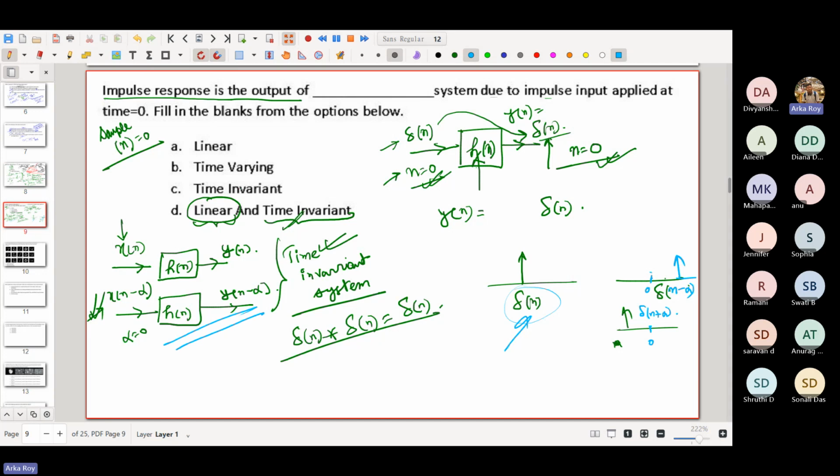So therefore you can consider that your system is a linear system and a time invariant system, because a linear system gives you the flavor of convolution, which helps you get back delta n from delta n itself, and this is a time invariant system from this particular response.